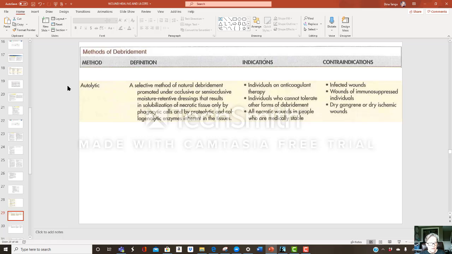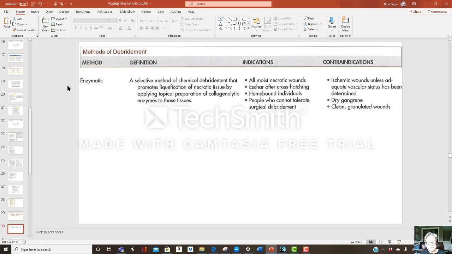Indications: individuals on anticoagulant therapy, individuals who cannot tolerate other forms of debridement, all necrotic wounds in people who are medically stable. Contraindications: infected wounds, wounds of immunosuppressed individuals, dry gangrene or dry ischemic wounds. Autolytic.